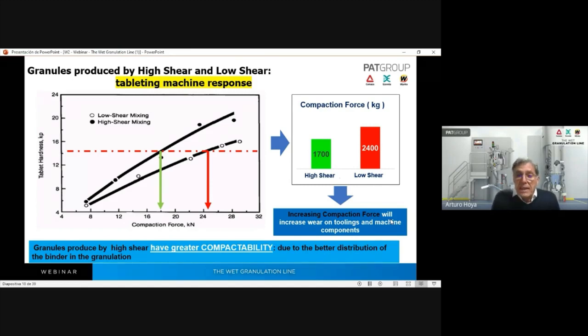The reason is the better distribution of the binder. Because the impeller rotates at high speed, the binder involves the particles, the binder is very well distributed, and this impacts directly on compactability.